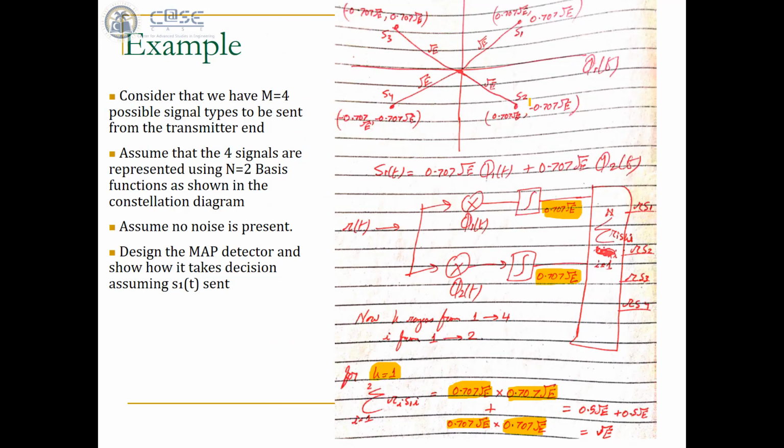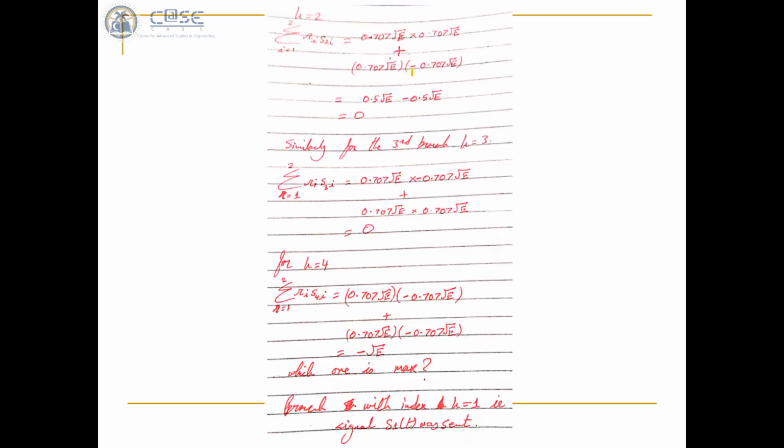For example, this is s2, and s21 is nothing but the second signal contribution using the basis function 1, which is 0.707 times under root E. And if I ask you to calculate s22, represent s22 out of this constellation diagram, it will be nothing but the second signal represented using the second basis function, which is along the y-axis, and the value for it is minus 0.707 times under root E. It is substituted here. You can see here s22 is substituted as negative 0.707 times under root E. Now this summation will give you 0, right?